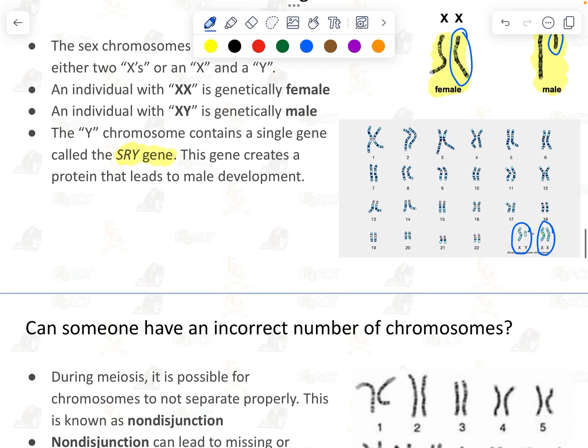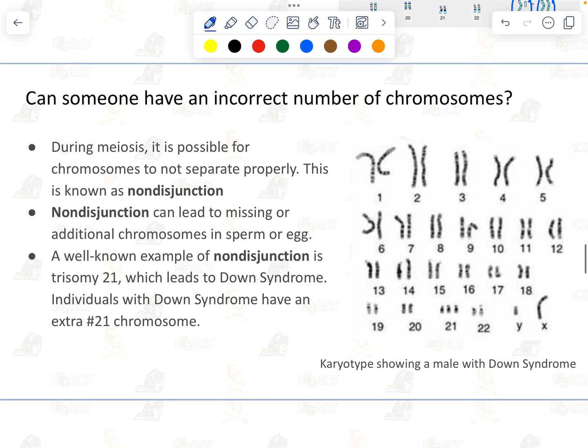Is it possible for someone to have an incorrect number of chromosomes? It is. Remember that during meiosis, chromosomes are separating. So you take a cell with 46 chromosomes and you create cells with 23. It's possible for chromosomes to not separate properly. That is something known as nondisjunction. Nondisjunction can lead to missing or additional chromosomes in sperm cells or egg cells. So instead of a sperm having 23 or an egg having 23 chromosomes like it's supposed to, it might have 24 or it might have 22.